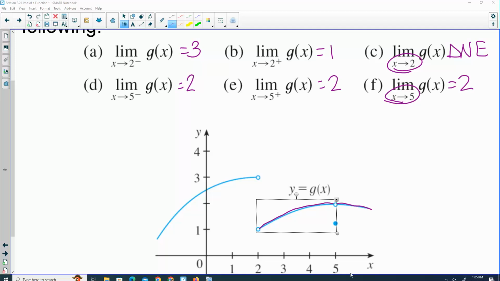So on the 2 with the negative when we're going from the left, why do we start at 3? Why isn't that line continuous? Well, okay. Here's when x is 2. I was getting close to 2. I was traveling on my blue line, coming in from the left.